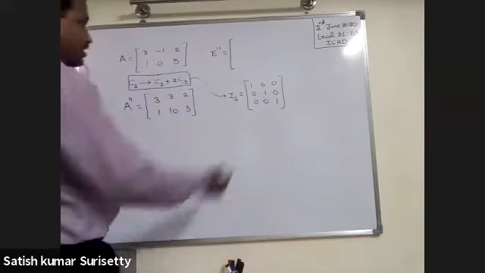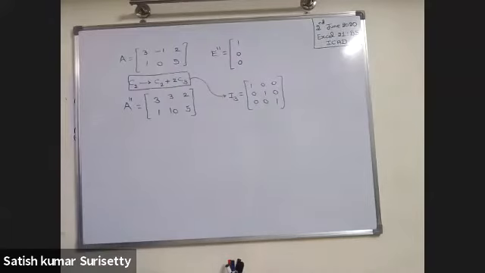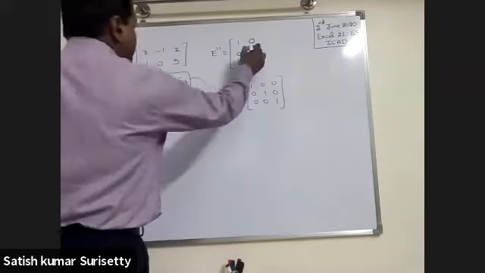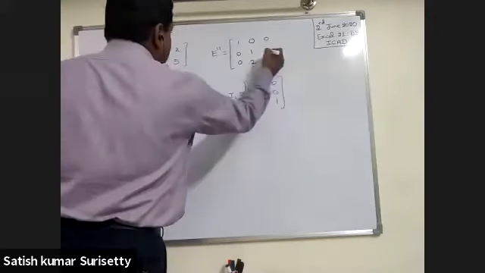Now, first column remains the same, 1 0 0. Now, tell me about the second column. 0 1 2. Third column, 0 0 1.